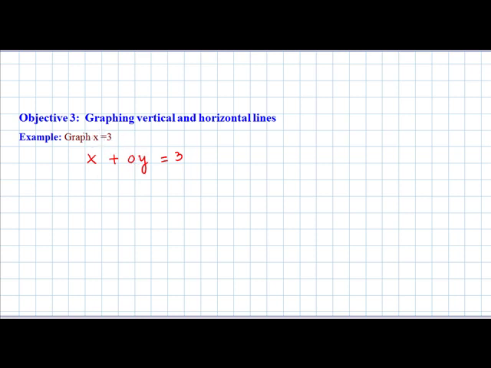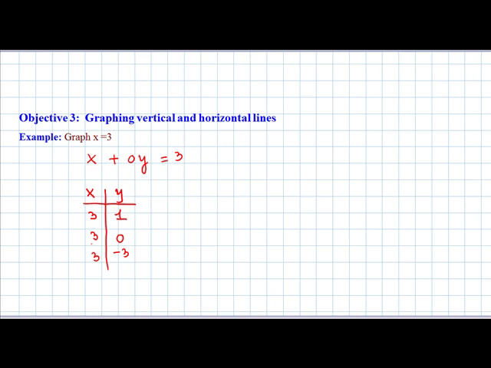So for any value we've chosen, notice that x is always equal to 3 because y times 0 is always 0. So let's put the table like so. If y equals 1, x equals 3. If y equals 0, x equals 3. If y equals minus 3, x also equals 3.